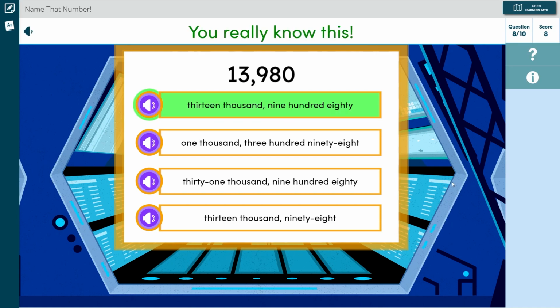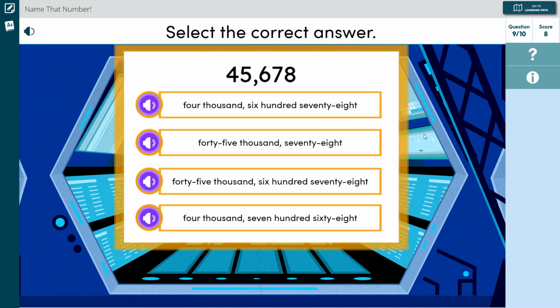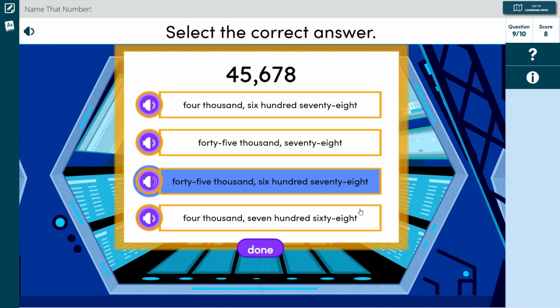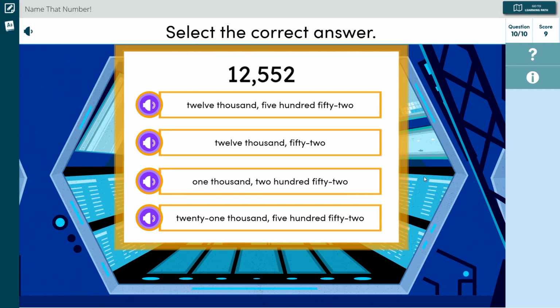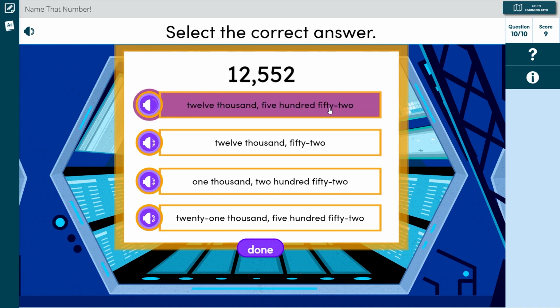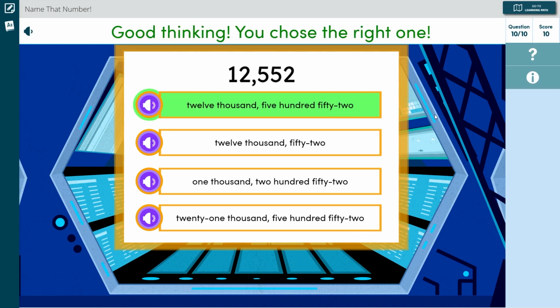What is the word form of the number shown? 13,980. You really know this. What is the word form of the number shown? 45,678. You figured it out. What is the word form of the number shown? 12,552. Good thinking. You chose the right one.